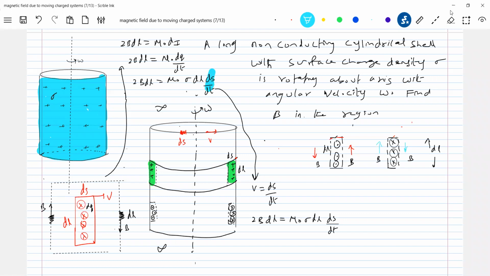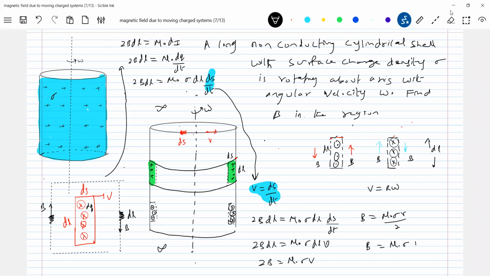So substitute: 2B dl equal to mu naught sigma dl into v. dl gets cancelled. So 2B equal to mu naught sigma. Again the same thing, no? What we had earlier. What is v? We don't know v, we have assumed it. v is equal to r omega. So for a rotating cylinder also, we are able to bring it like this. So this is the magnetic field due to one strip.